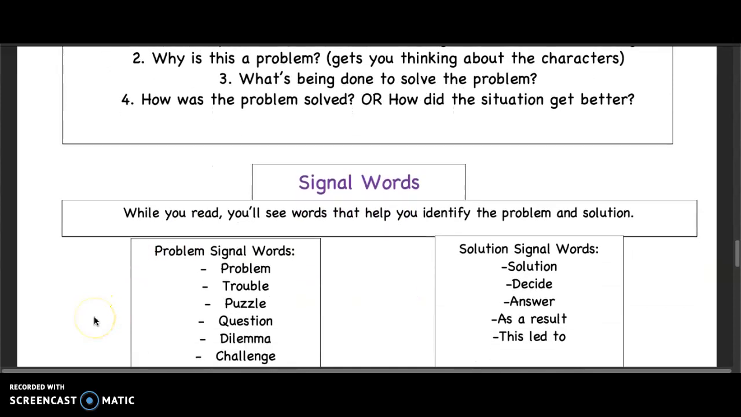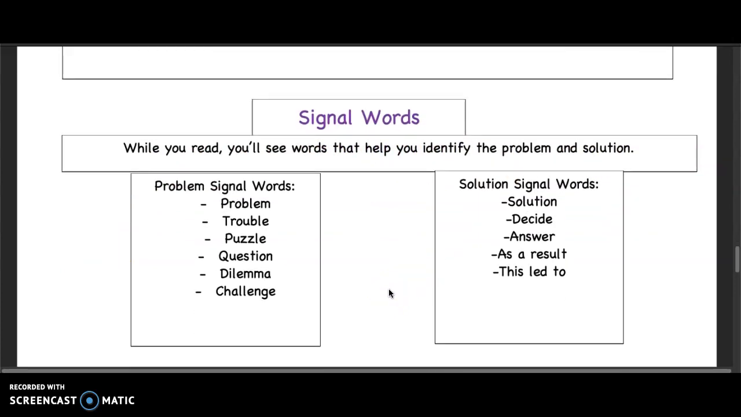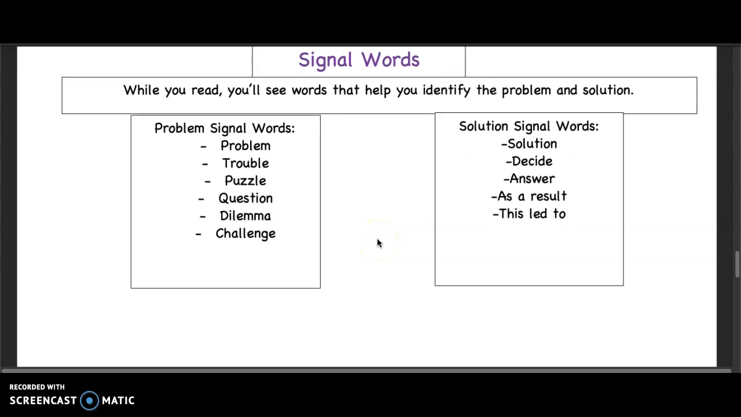The next strategy we have here is signal words. While you read, you'll see words that help you identify the problem and the solution. These are some of the choices. You might see other words, but if you see these, you probably have the problem and solution. So for problem, we have problem, trouble, puzzle, question, dilemma, challenge. And for solution, I have solution, decide, answer, as a result, this led to. If you see any of these words, read the sentence and see if it fits. See if that means that you found either the problem or solution.